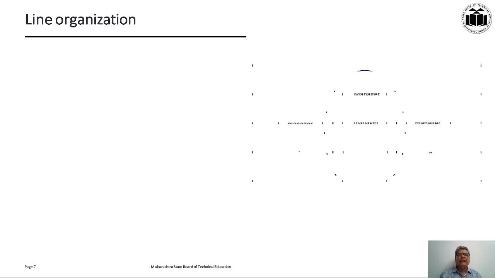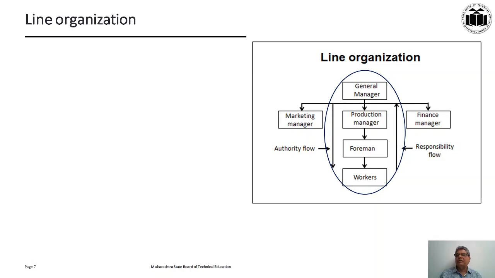Now we'll see what is line organization. Here in the diagram you can see line organization. There is a general manager at the top, and there are different functions: marketing, production, and finance manager. We will focus on the production department or production manager. There is a foreman working under the production manager, and there are workers under the foreman. So as far as the management level is concerned, there is a one-to-one authority delegation. Authority flows from the top, and responsibility flows from down to up.